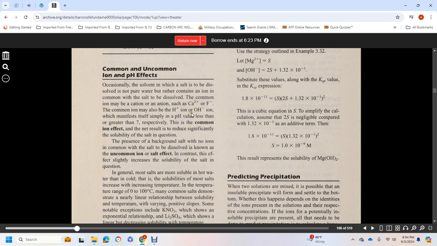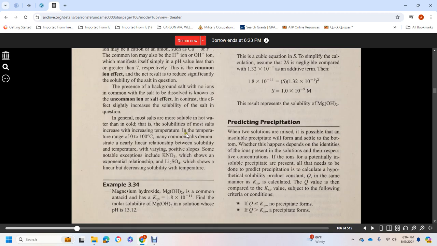Common ion and pH effects. Occasionally the solvent in which a salt will dissolve is not pure water but contains a common ion, such as a cation or anion like calcium or fluoride, or hydrogen ion or hydroxide, which manifests itself with a pH value lesser or greater than 7. The common ion effect will significantly reduce the solubility of the salt in question. The presence of a background salt with no common ions, known as the uncommon ion, salt ion, or salt effect, in contrast will slightly increase the solubility of the salt in question.